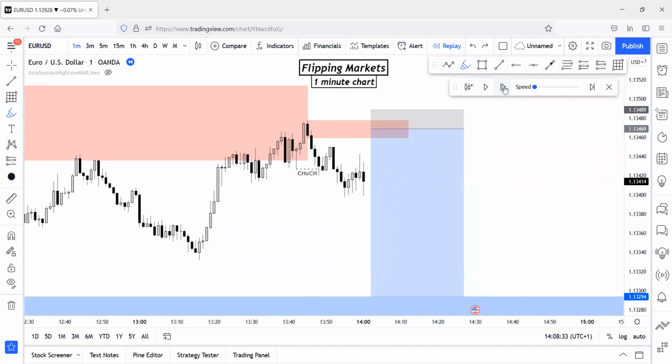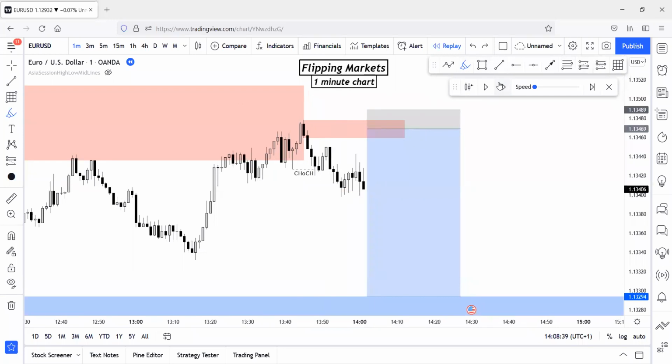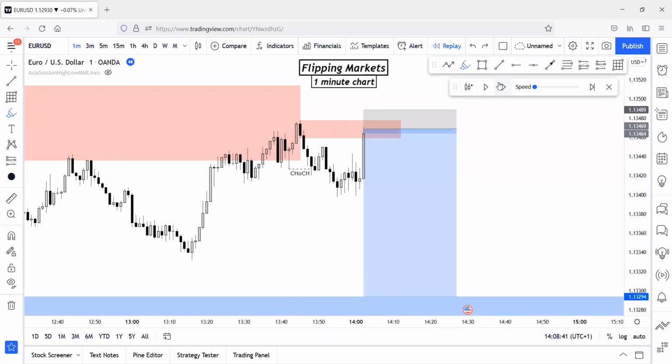Let's see what happens. Okay, price created liquidity on the downside, so it's one more confirmation for the shorts. Maybe it won't come back. Okay, just that happened. So currently we are in the position. Let's see what happens.